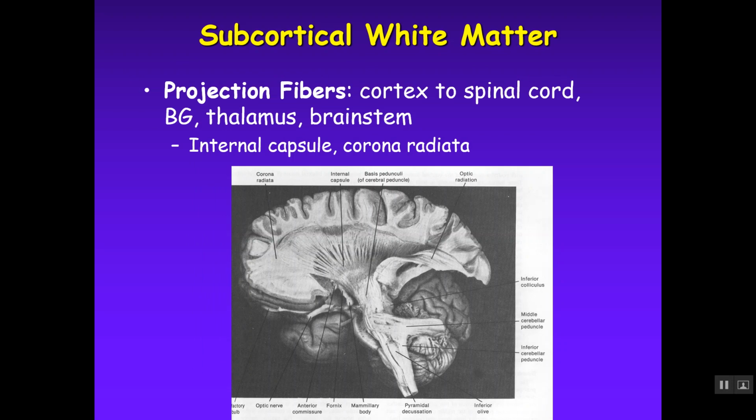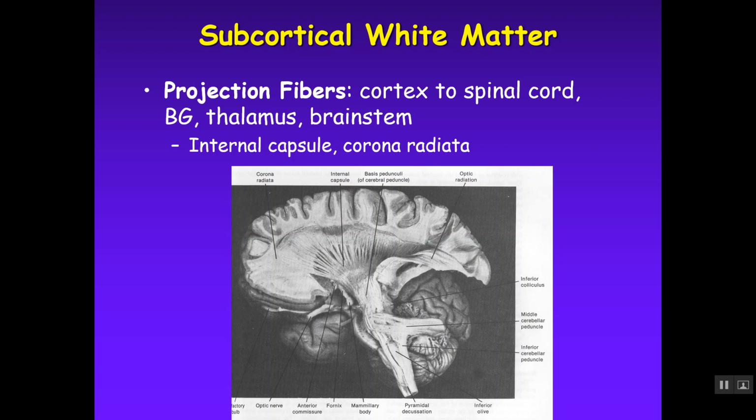Here's another cool dissection here. But subcortical white matter, these are projection fibers that go from the cortex to the spinal cord, the basal ganglia, the thalamus, and the brainstem. So these are all the axons. There are a couple different types of subcortical white matter axons. One is projection fibers. Projection fibers project from the cortex typically down to, or up from, the spinal cord. So that works both ways. These axons are going both ways, or to the basal ganglia, or the thalamus, or the brainstem. Okay, so those are the ones that are projecting to these different structures.